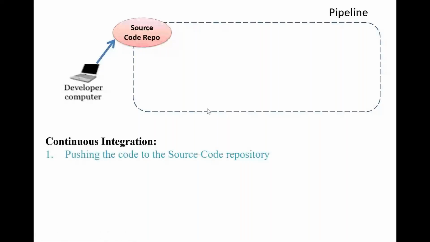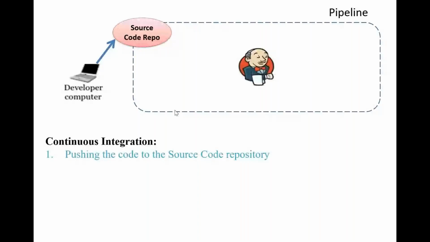So in this pipeline, how do you define or implement these pipelines? A pipeline is a sequence of steps or a sequence of stages. But how do we implement it? We use Jenkins, a CI server, a continuous integration server.